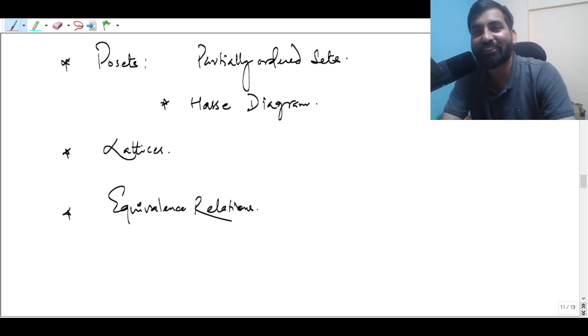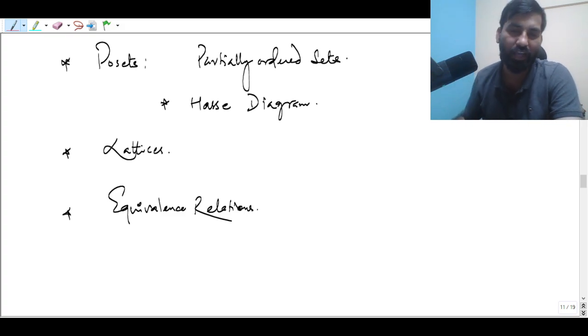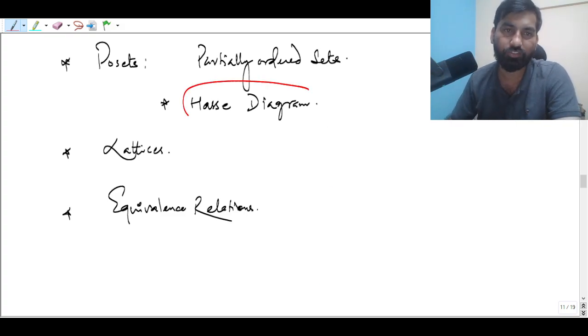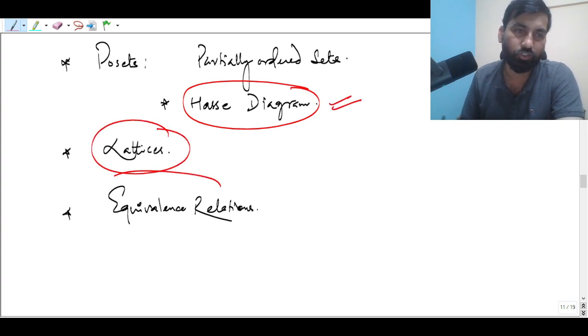Then we will discuss relations like poset. What is this poset? Poset is nothing but partially ordered set. Poset's full form is partially ordered set. Under this we will understand the Hasse diagram. This is important, Hasse diagram. It may be kind of new to you, but yeah. And then we'll talk about lattices and the equivalence relation.